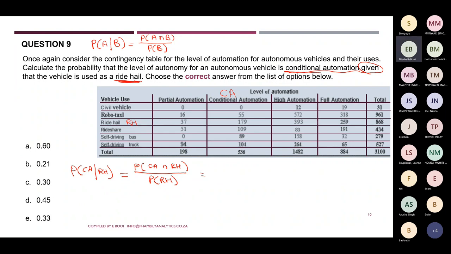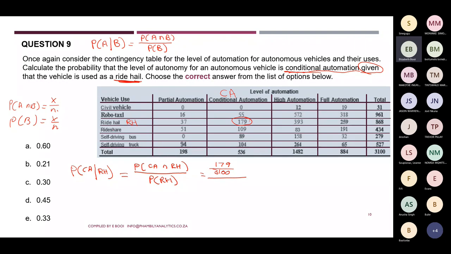So for the first one, we need to find the probability of CA, which is conditional automation, and rail hail, which is 179. So we're going to say 179 divided by 3,100, because it is the joint probability. The probability of A and B is given by observations satisfying the event divided by N. The probability of B is given by observations satisfying the event divided by N. We're going to apply the same concept.